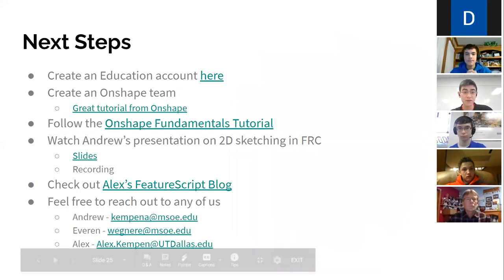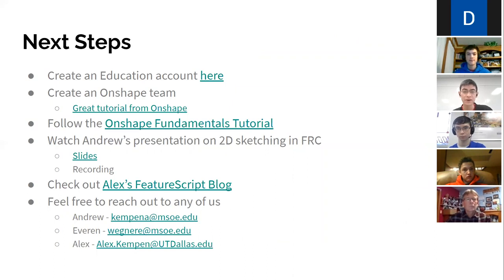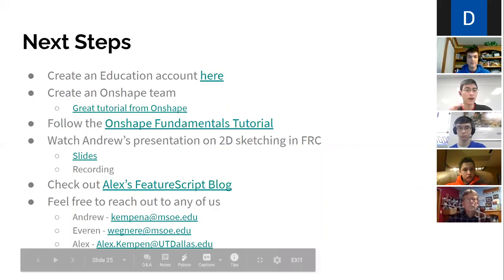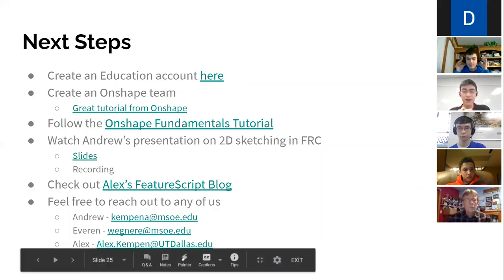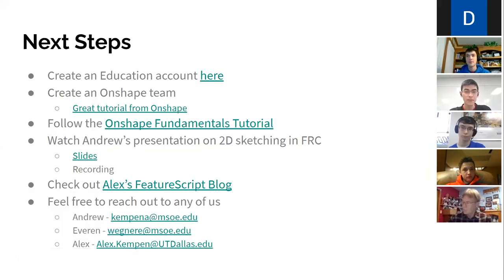So, next steps. If you're interested in OnShape, I recommend you create an education account. We'll send out these slides afterwards, and we'll probably put a link in the chat, but create an education account. It's free. You can create one even if you're a mentor on a team too. OnShape sponsors FRC, so they definitely encourage teams to make education accounts.